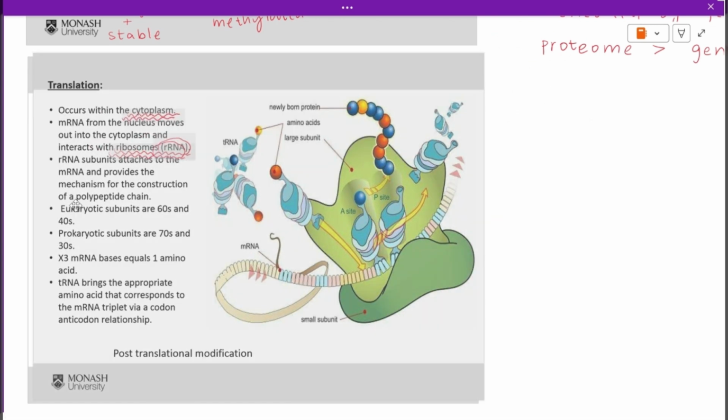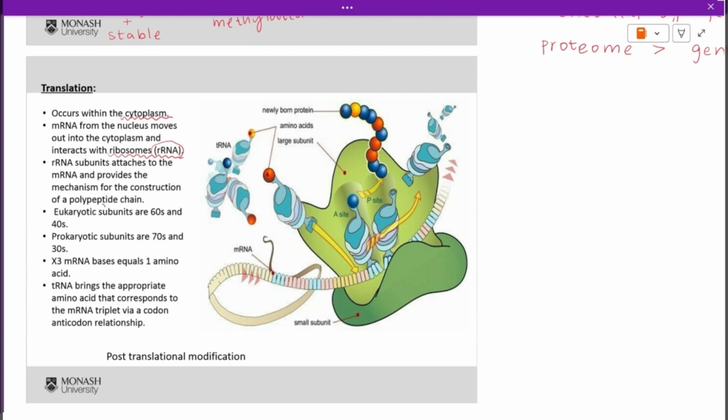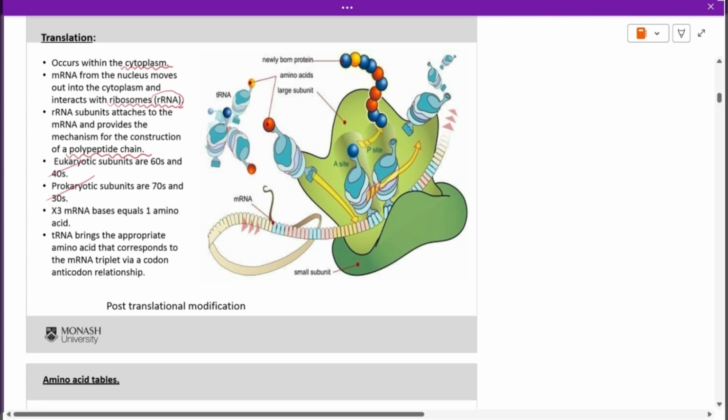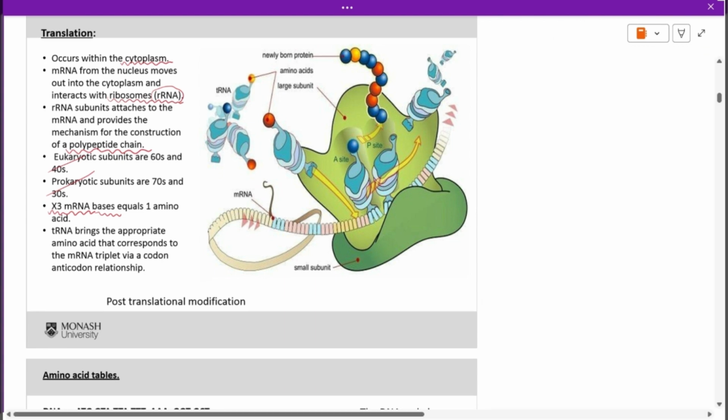If you can recall, a polypeptide chain is when multiple amino acids join together using peptide links. Don't worry too much about the subunits of the polypeptide chain, but this is important. Every time the mRNA bases are read by 3, 3 mRNA bases are translated into 1 amino acid. What happens is tRNA, which is short for transfer RNA, another type of RNA.